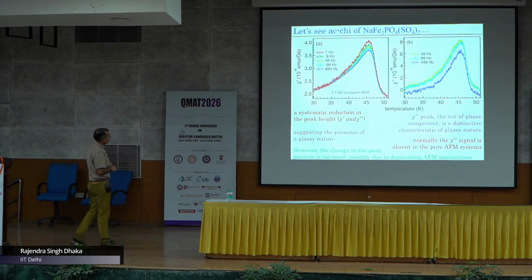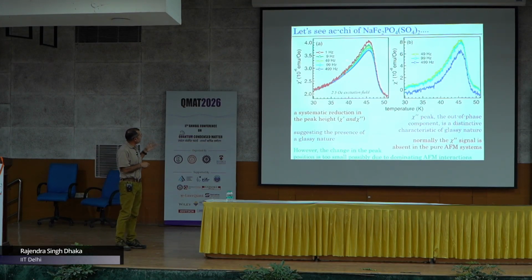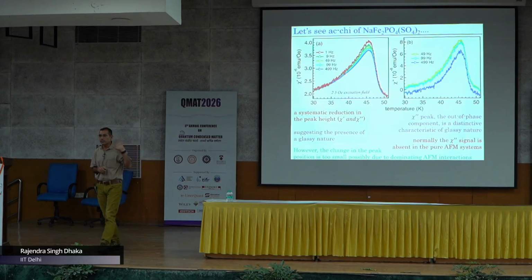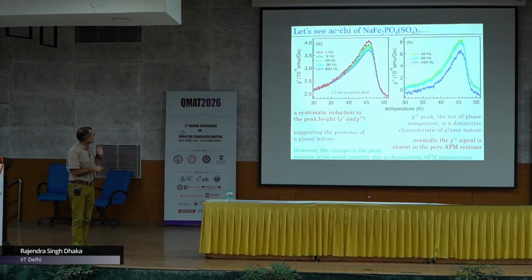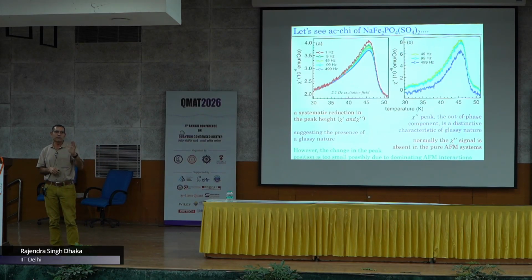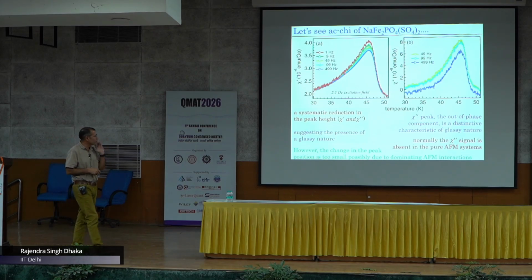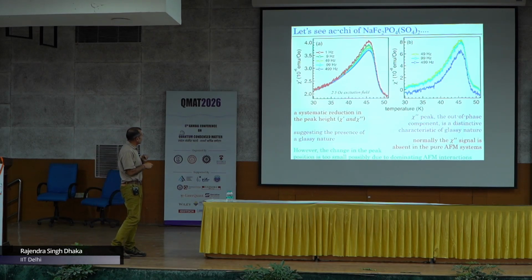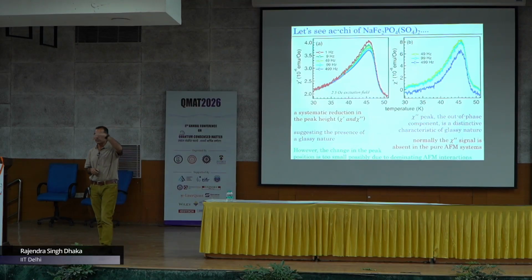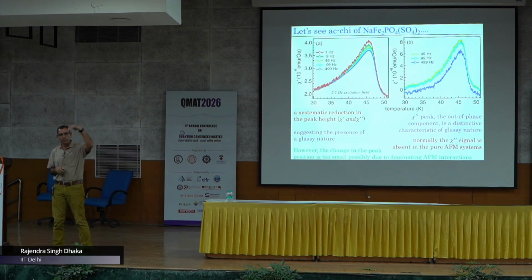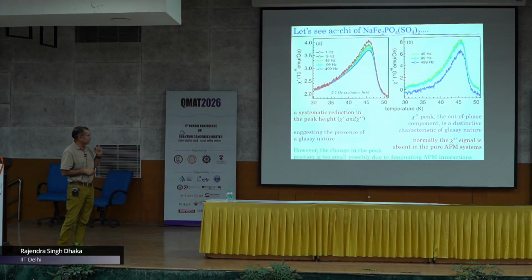And what we can get from here is that there is a reduction in the intensity of the signal in chi prime. Okay. However, there is no significant shift in the peak position. So, of course, if there is a significant shift in the peak position, we can do the analysis of the relaxation behavior, and we can conclude something more. But from here what we can conclude is that if there is a reduction in the intensity of the chi prime signal, there is a signature of glassy behavior in the system.